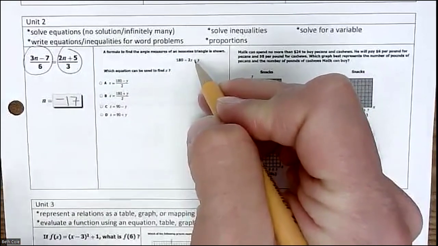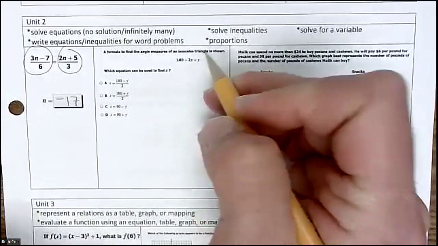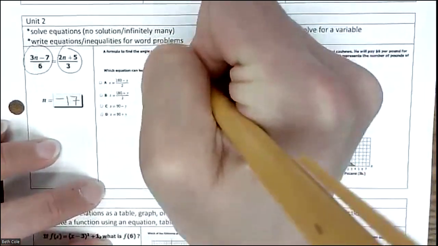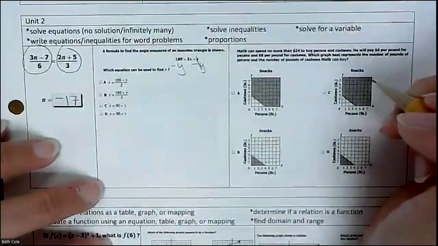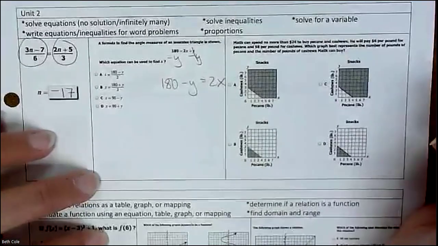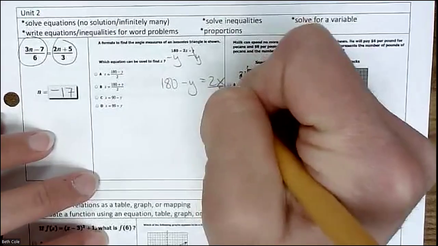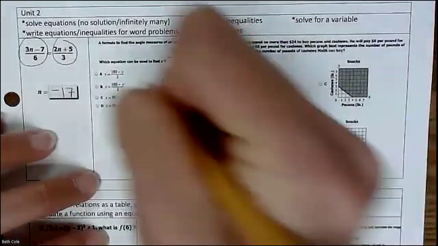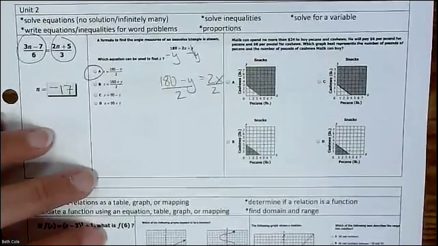How do you get rid of plus y? What's the opposite of plus y? So you're going to do minus y to both sides. Minus y. Good. Okay, hold on. 180 minus y equals 2x. And then you're going to divide by 2. Good. A is an apple.